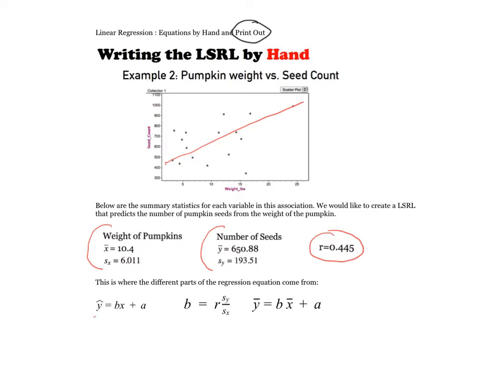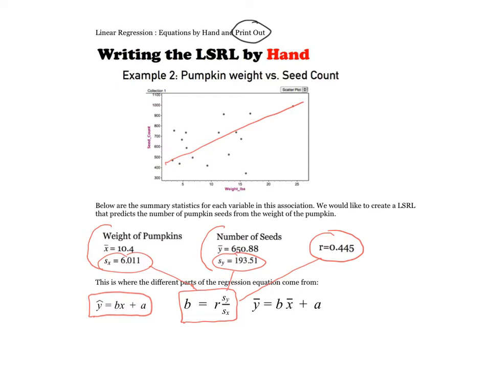So remember, this is our equation, y hat equals bx plus a, where b is the slope and a is the y-intercept. We can find the slope using this equation right here. And you don't have to memorize these equations, they will always be given to you. On the AP exam, there's a formula sheet, which these are written on too. To find the slope, I just need the r value and the standard deviation of y divided by the standard deviation of x. And all of these are right here. So using those three values, I can find the slope by just making that calculation.